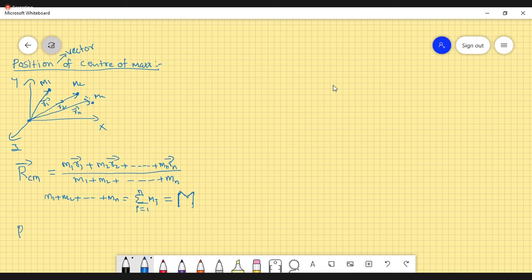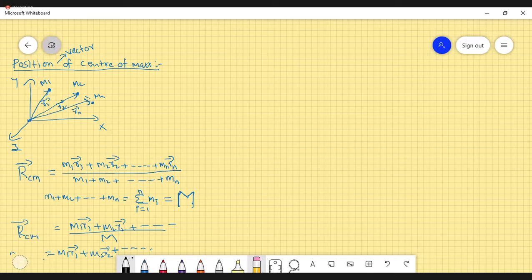Now what is R_CM, the center of mass? Position vector of center of mass equals m1 r1 plus m2 r2 plus and so on, divided by M. And finally, M R_CM equals m1 r1 plus m2 r2 plus and so on. Got it? Yes, sir.